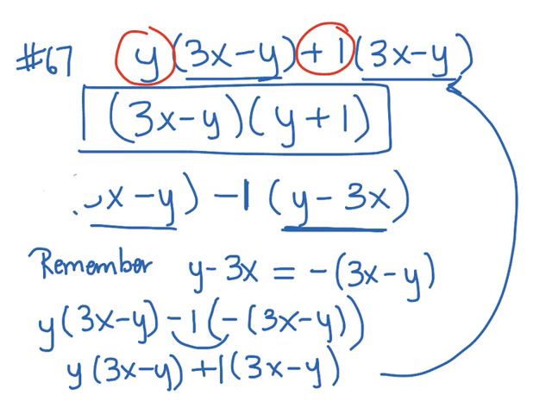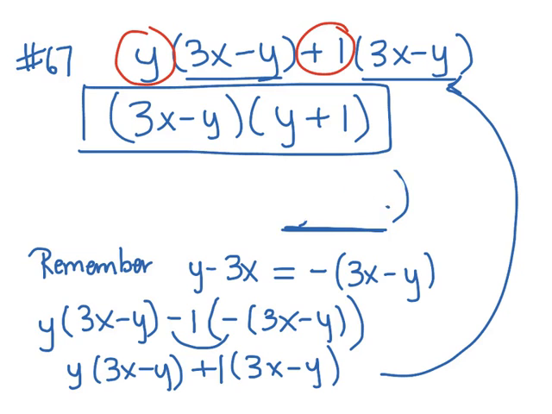Okay? So the key thing you wanted to remember now was this. In order for you to be able to make that substitution, you need to recognize that if you have two terms in a binomial and they have a minus between them, but they're not in the right order, it's really the opposite. Okay? So it's just another little trick.